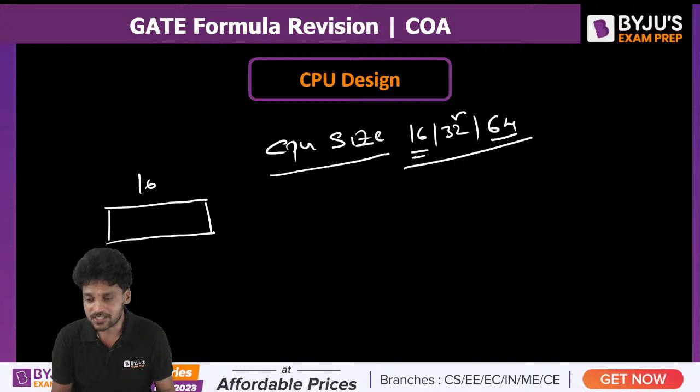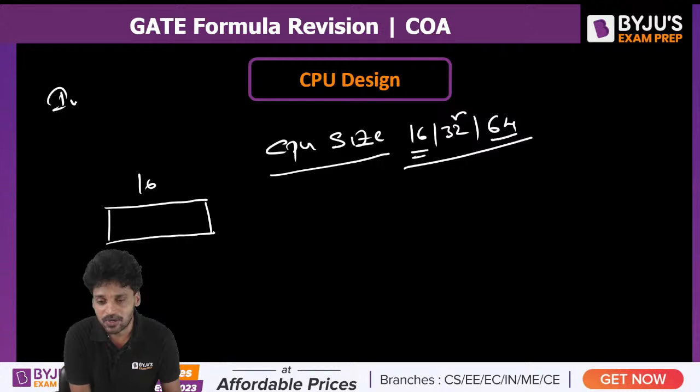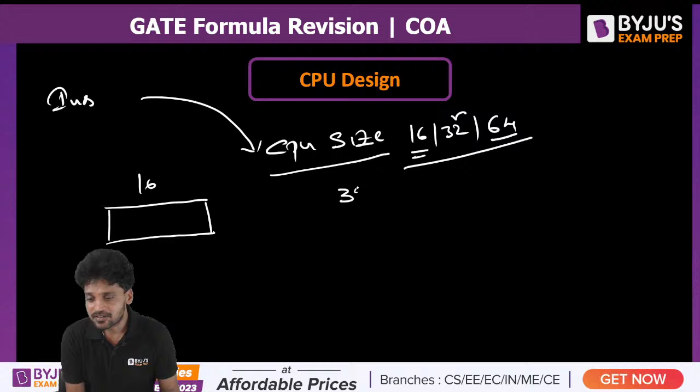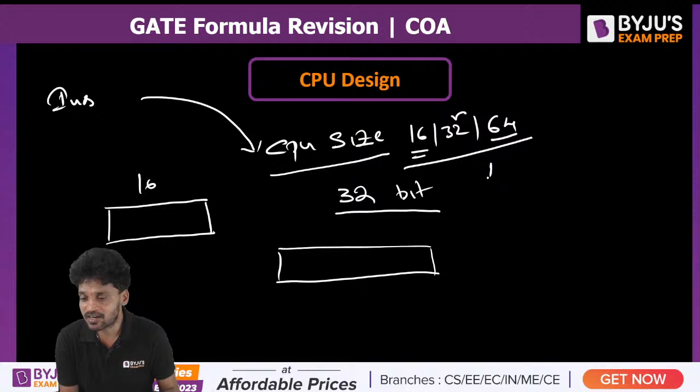In a simple CPU, instruction size is equal to CPU size. Okay. Now, let us take a 32-bit CPU. That means my instruction size is equal to 32 bits. Let us, for an example, say that in a 32-bit CPU, there are four fields in an instruction.